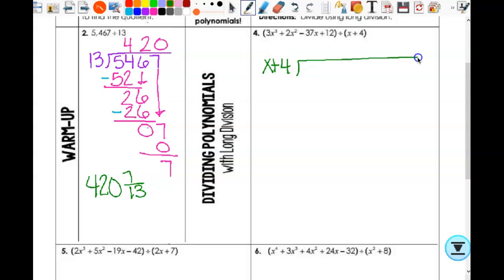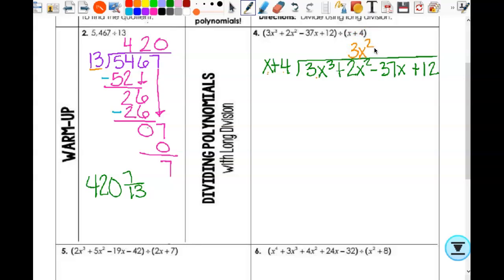Inside the house goes 3x cubed plus 2x squared minus 37x plus 12. We good with that? Bless you. Now this 13, there's only one term here. Over here, we have 2 terms, right? But we only worry about the first one when we're figuring out the division here. So I take this first term, which is 3x cubed. I divide it by this term, which is x. What's 3x cubed divided by x? 3x squared. So I put it above the x squared term, 3x squared.